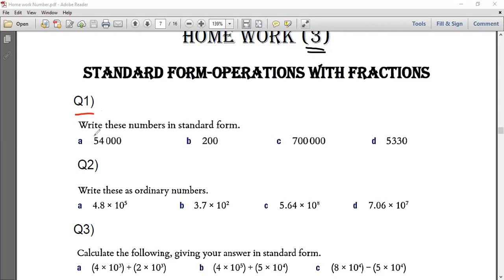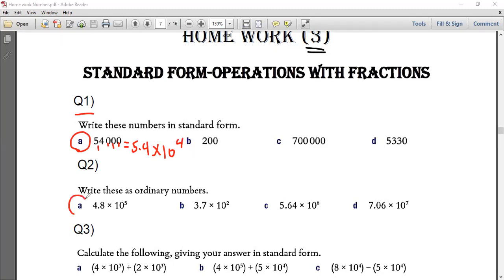Question 1. Read. Write this number in standard form. This question will be 5.4 by 10 power 4. Number what? 4. Okay, 10 power 4.